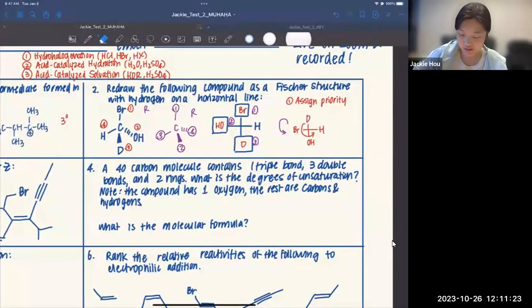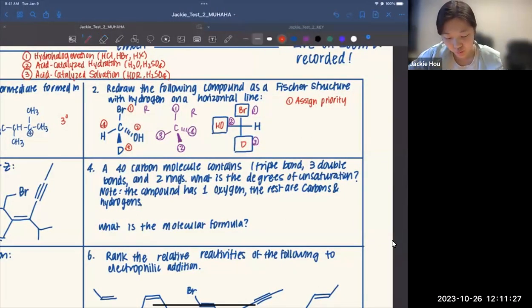Yeah, because you're kind of working backwards, right? With a Fisher structure, if I had the hydrogen on a vertical line, then I wouldn't have to do the weird swapping and the apparent changes, right? But because my hydrogen is on a horizontal line, instead of doing R, I have to do S.